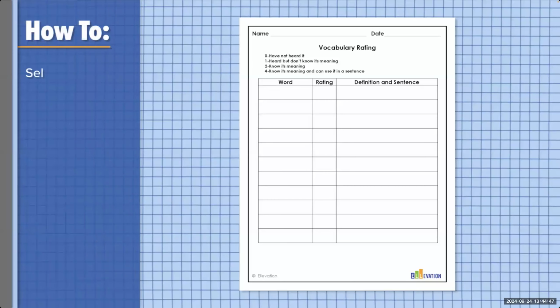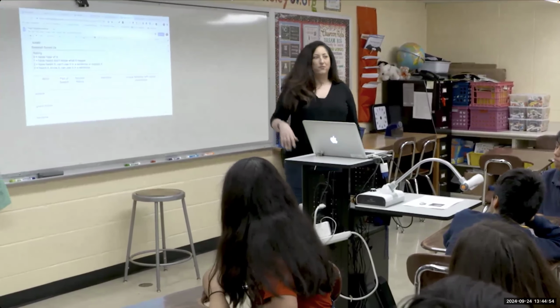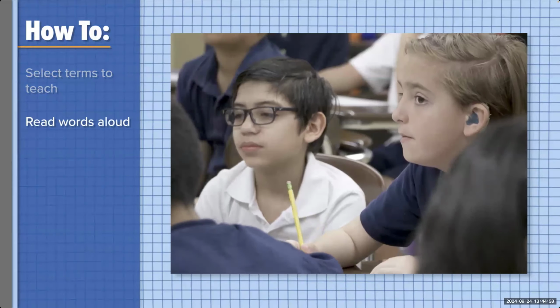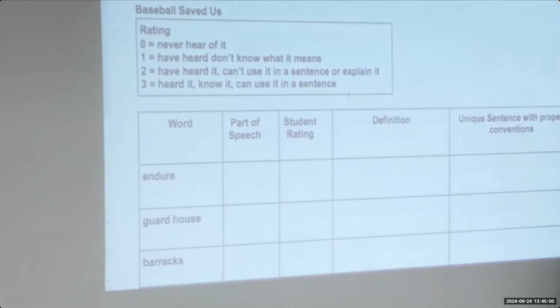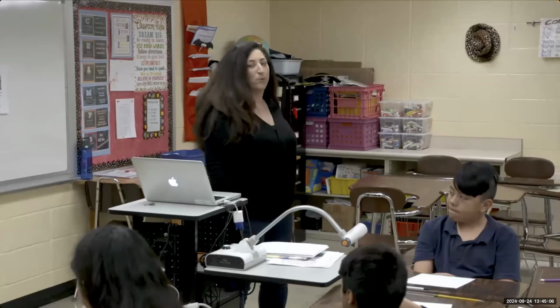Vocabulary rating allows students to rate the words on how well they know them. First, I select the words from a text, and then I create a graphic organizer. We're going to start today with doing our vocabulary rating for our story that we're going to be reading. I go ahead and read the words aloud so students can hear the words. Endure, guardhouse, barracks, sagebrush, irrigation, and Pearl Harbor.